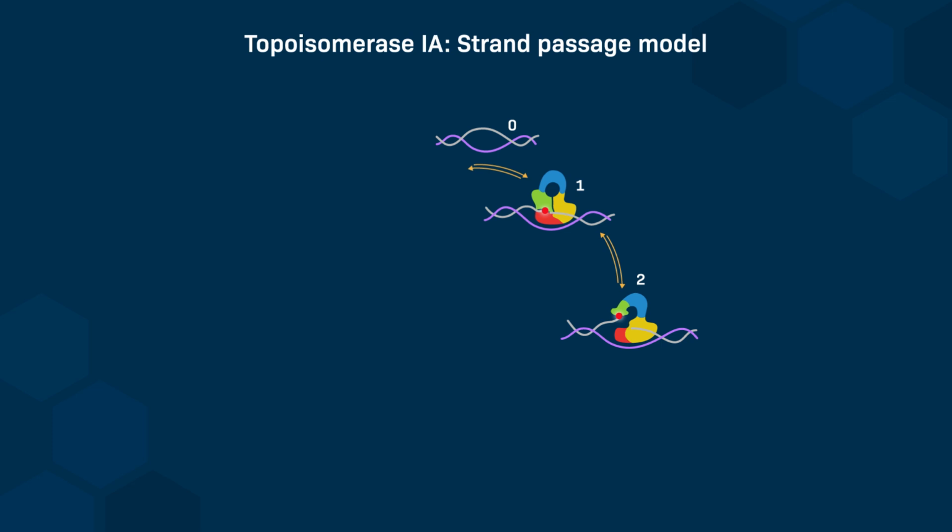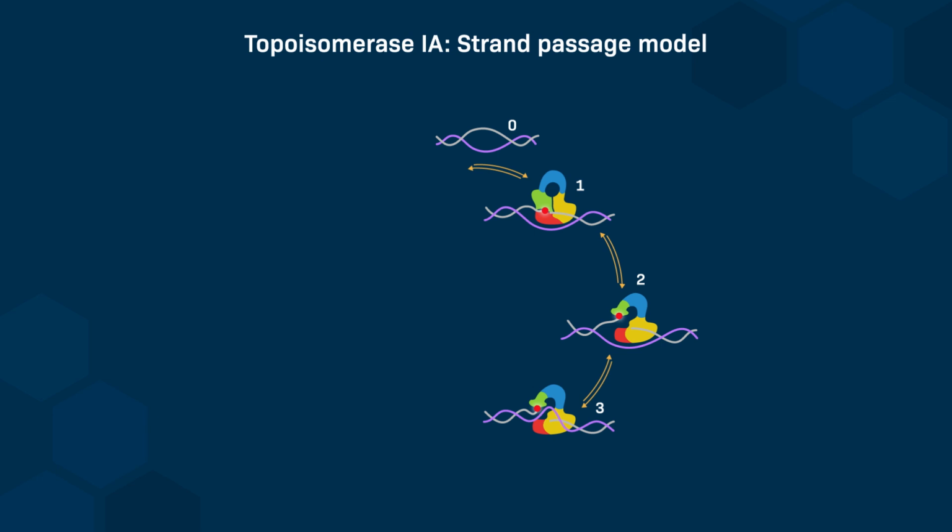This catalytic tyrosine triggers the formation of a phosphotyrosine bond between the topoisomerase's domain 3 and the 5' end of the cleaved strand. The subsequent step involves a change in the structure's conformation from closed to open. Domain 3 moves away from domain 1 and creates a gap between the two ends of the cleaved strand.